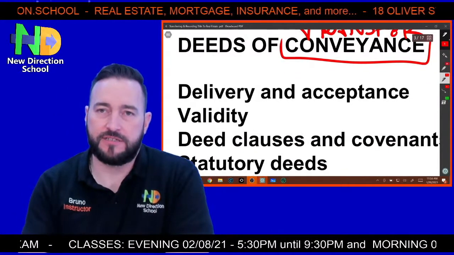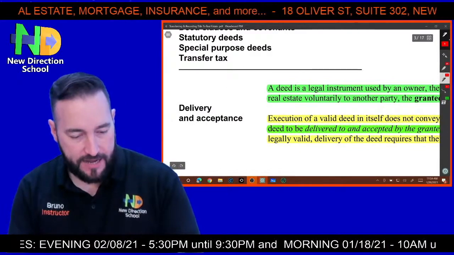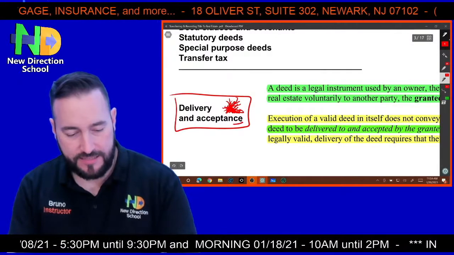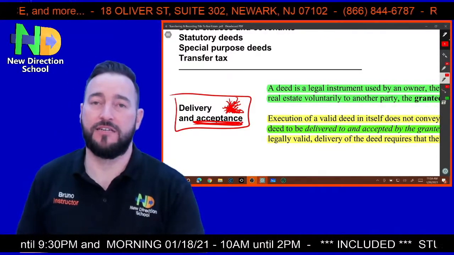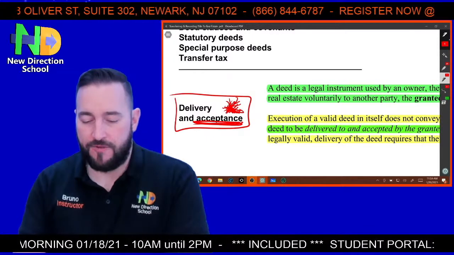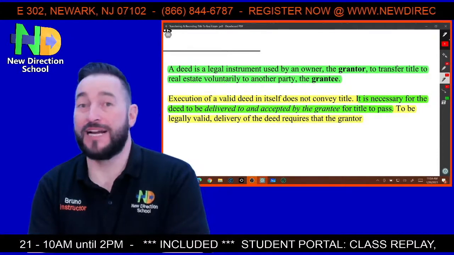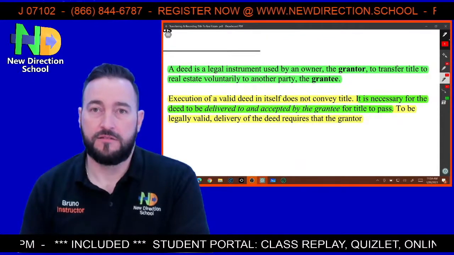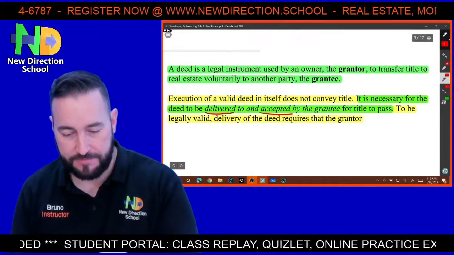So, for a deed of conveyance, or a deed of transfer, to exist, it is necessary to have delivery and acceptance. If there's no delivery and there's no acceptance, then the deed might not be valid at all. Okay? So if I write a deed that transfers from me to my son, so I sell the property to my son, but I never give the deed to my son, is it valid? The answer is no. So it has to be delivered and accepted. Okay?